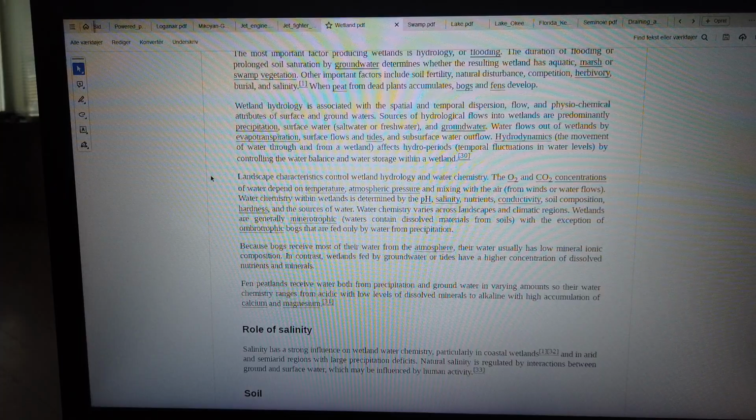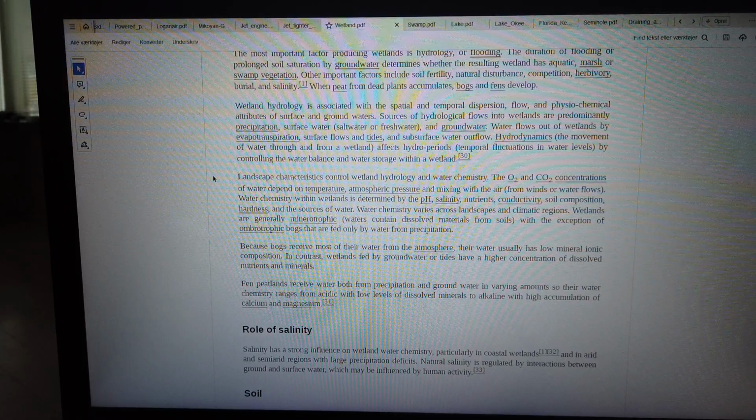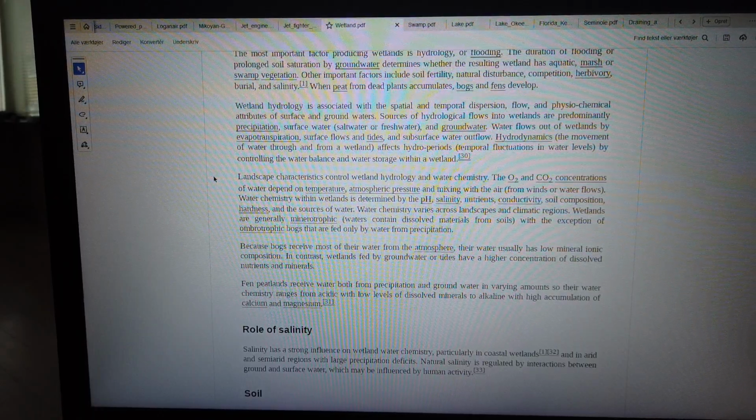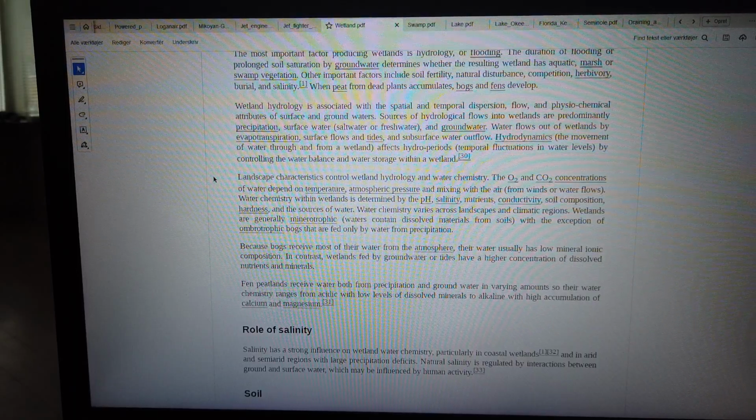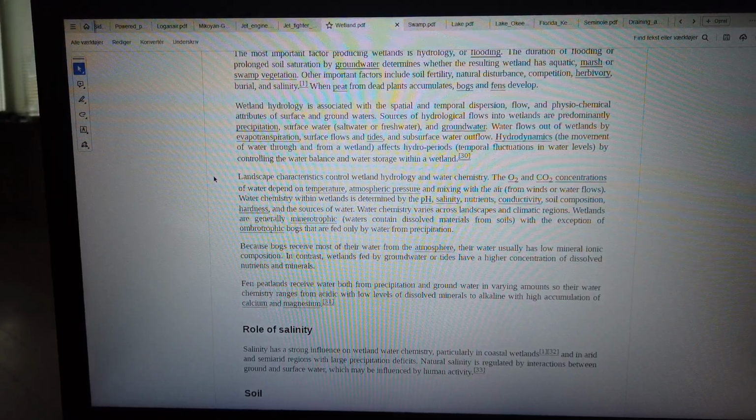The O2 and CO2 concentrations of water depend on temperature, atmospheric pressure and mixing with the air, from winds or water flows. Water chemistry within wetlands is determined by the pH, salinity, nutrients, conductivity, soil composition, hardness, and the sources of water. Water chemistry varies across landscapes and climatic regions.